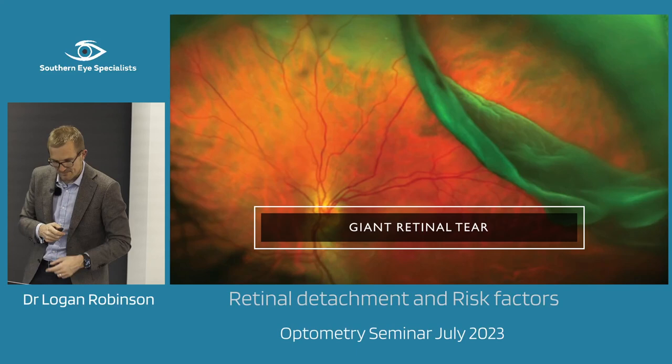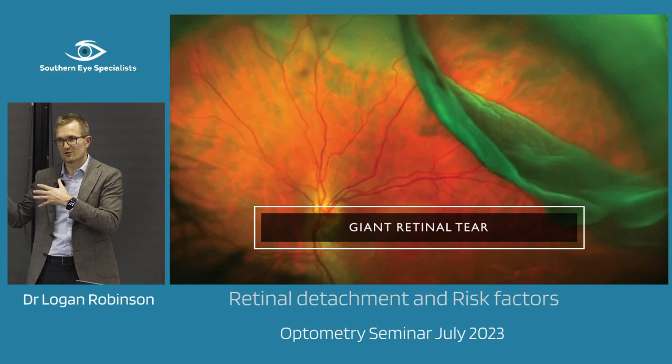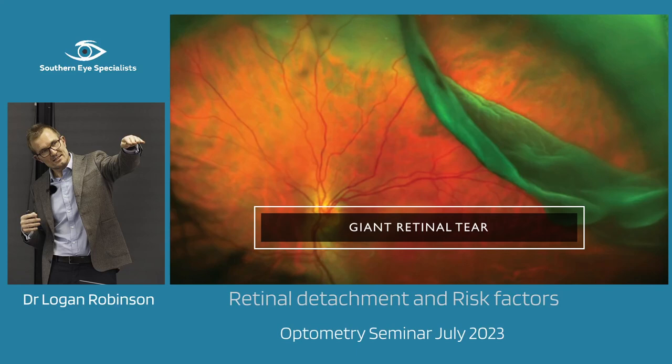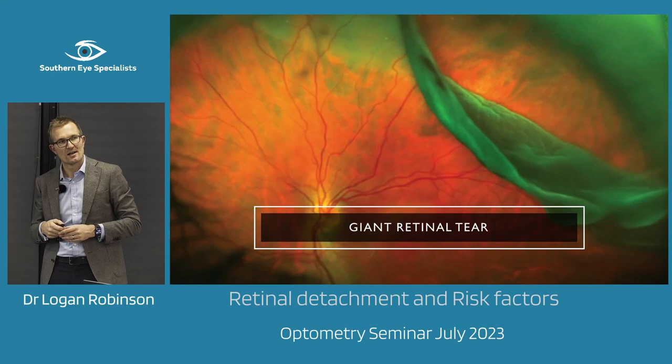And I include giant retinal tear, even though it's quite rare. Giant retinal tear is just a horseshoe tear, but a very large one where the break's at the ora serrata. Because there's no vitreous on this posterior part of it, it just flops over, it folds over like a taco. And so these need a vitrectomy to fix.